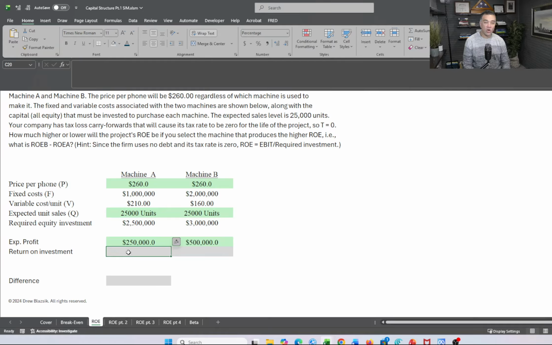What is my return on my investment? If that's my profit, I'm going to take the profit and divide it by my required investment. So it's 10%, the other one's 16.67%, and all we do is the difference between those.